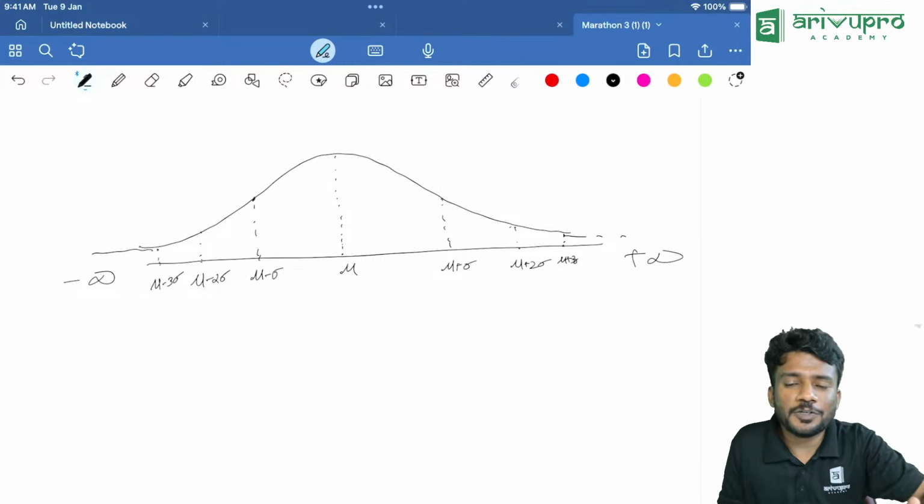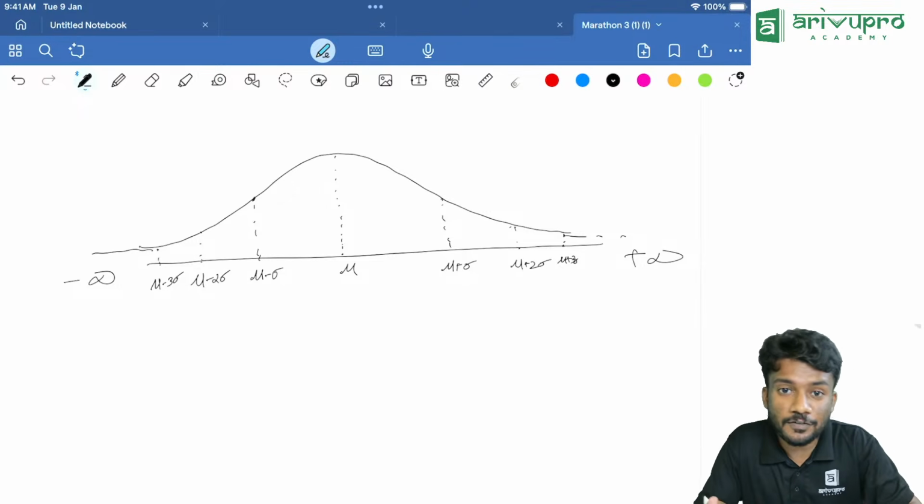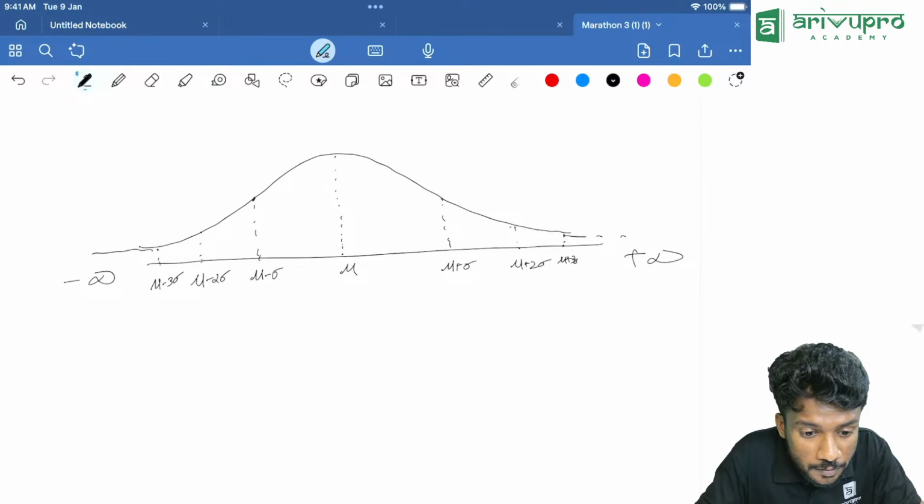Again, I am going to ask you one more question. What is the total area under the curve? The total area under the curve is how much? 1.